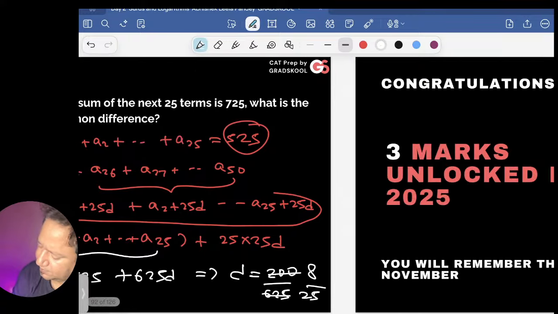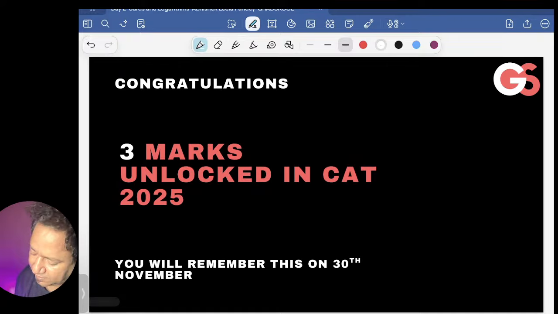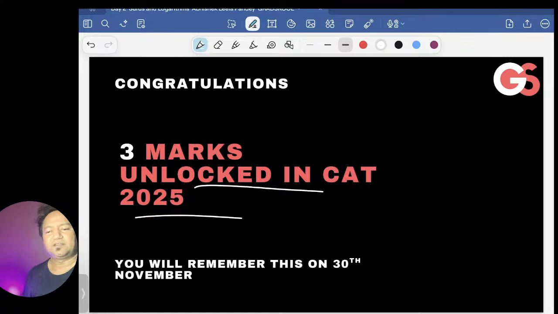Cool. Congratulations, 3 marks unlocked in CAT 2025. Say cheers to yourself, give a pat on your backs, feel proud about this.